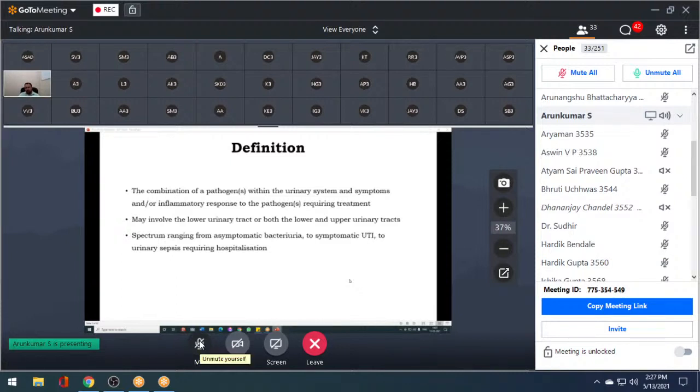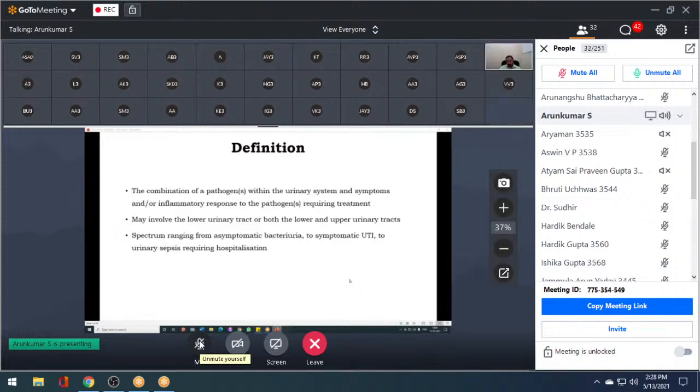It can involve either the lower urinary tract or the upper urinary tract, and it can present as either an asymptomatic infection or an overtly symptomatic infection, to very severe cases where the microorganism enters the bloodstream, thereby causing sepsis and critical illness. So you have a varied presentation of urinary tract infection.